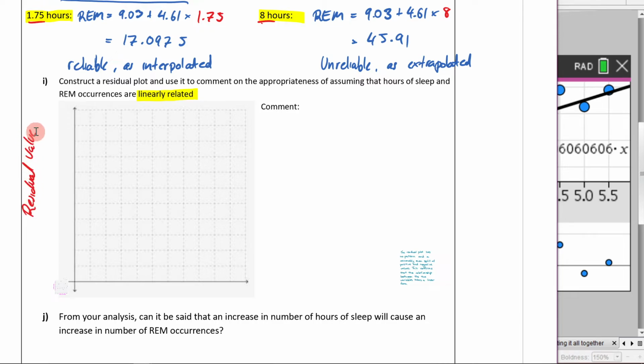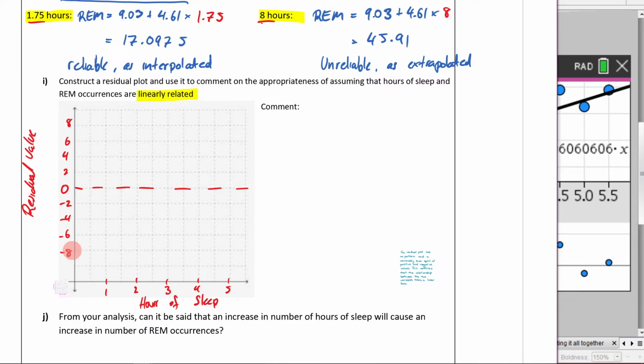And remember, your x-axis doesn't change. So your x-axis is what the original one was, which is still hours of sleep. And I'm going to keep the same scale. So I'm going to go 1, 2, 3, 4, 5. For my residual, remember, I'm going to go here and put a dotted line. That's where 0 is going to be. And then I'm going to go up 2, 4, 6, 8, and go down -2, -4, -6, -8.